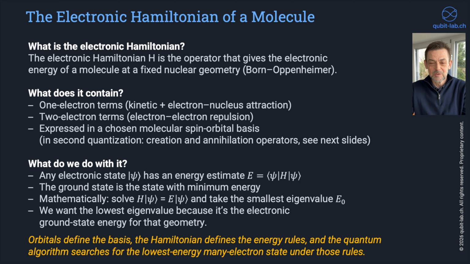Okay, so we've seen where classical models can become sensitive in battery materials. Now let's zoom into the core object behind all of it, the electronic Hamiltonian. From here on, everything we do is basically build H for a chosen geometry, then extract the ground state energy from it.